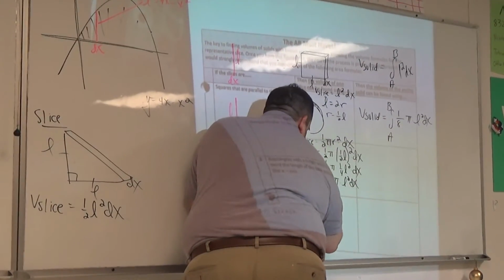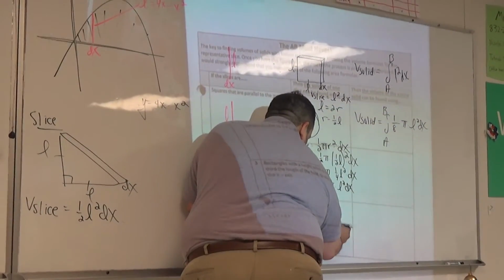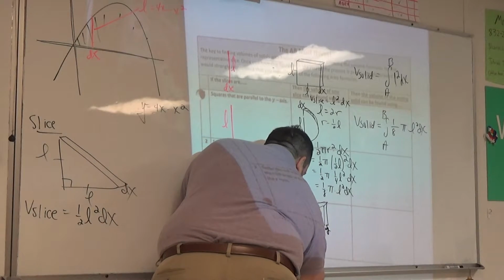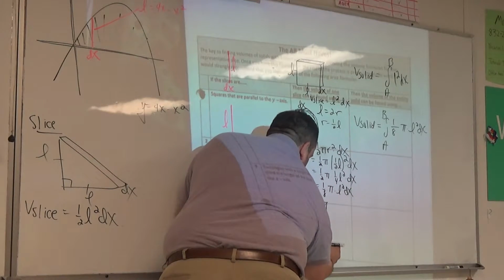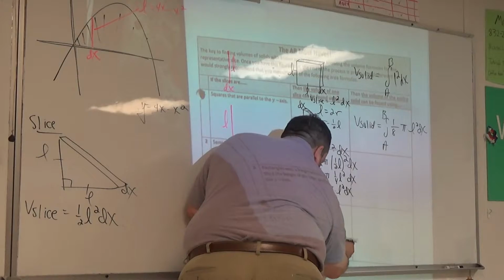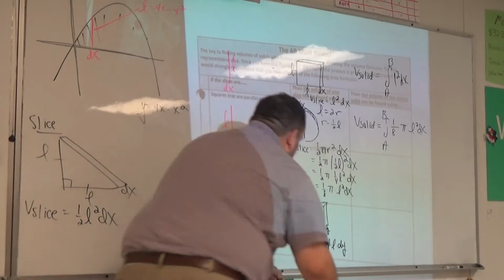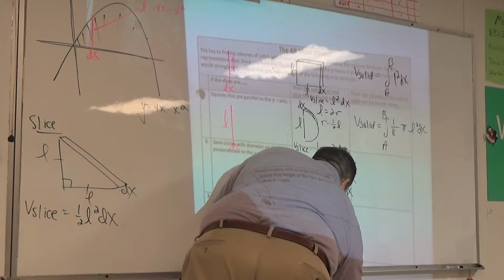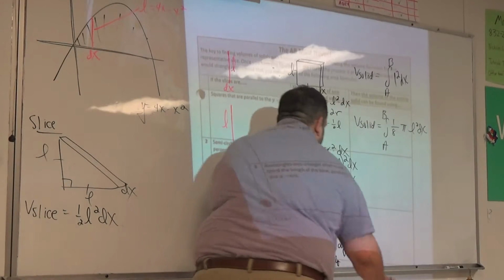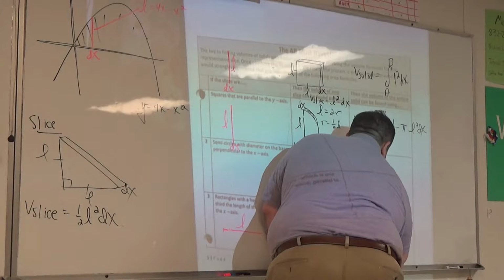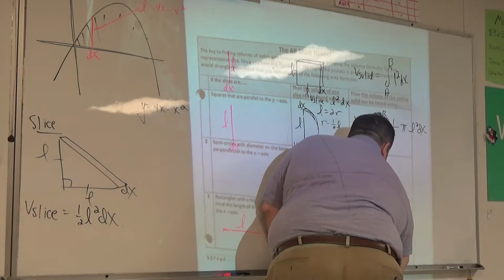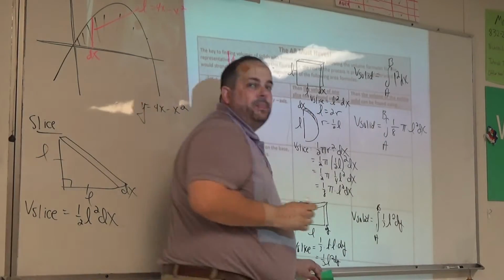The thickness part is going to be dy, and so the volume for this one slice is 1/3 of L times L times dy. Right, so just 1/3 L squared dy. Volume for your solid is going to be an integral of 1/3 L squared dy from A to B.